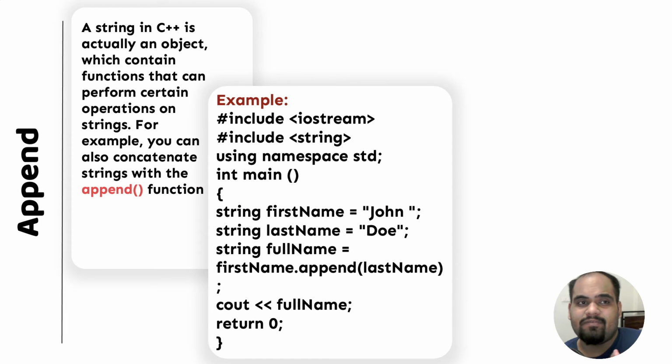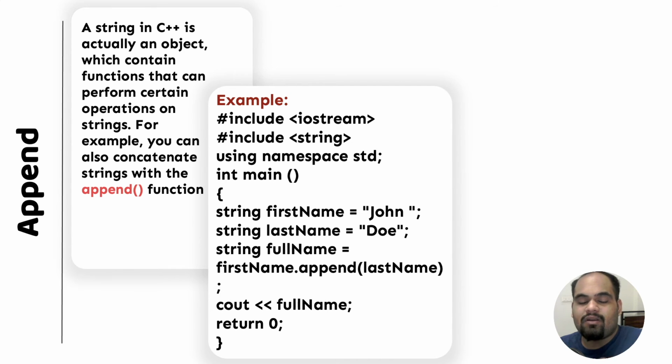Now what is append? A string in C++ is actually an object. That's one thing you should know, that it's an object which contains functions that can perform certain operations on string. For example, you can also concatenate string with an append function. This is another function that you can use, known as the append function, which you can use to combine things together. So you have the first name and the last name, and you're going to store the full name in the process of storing first name dot append last name.